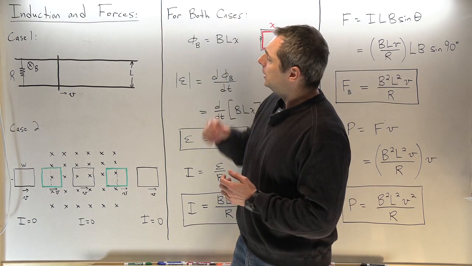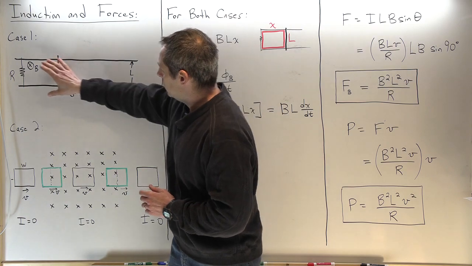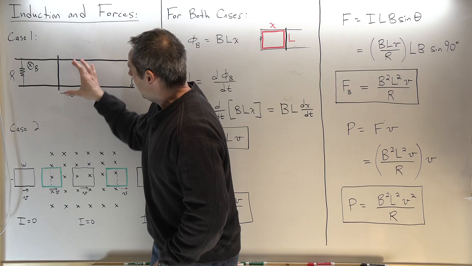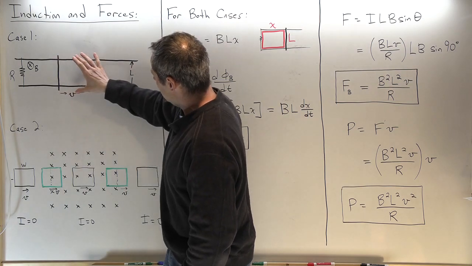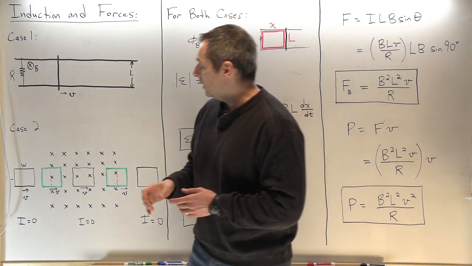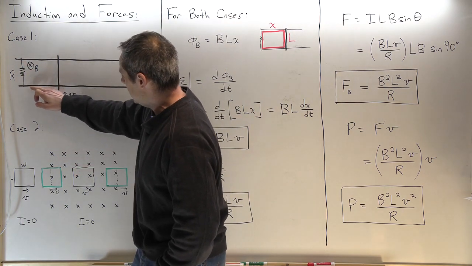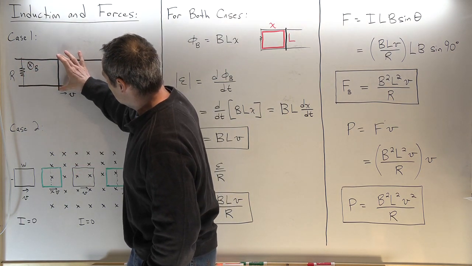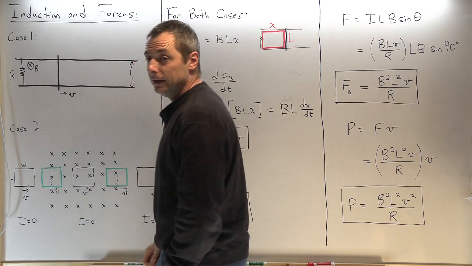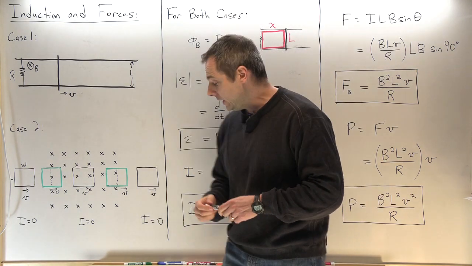So, induction and forces. In the first case, we have two rails connected with a wire and a resistor, and then a bar that's sliding across the rails. This creates a changing flux in the loop, this rectangle, because when the bar ends up over here, we've got more area with the same magnetic field, so we have more flux, BA cos theta.